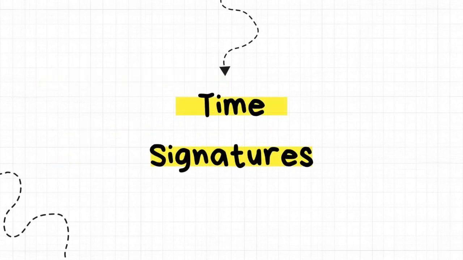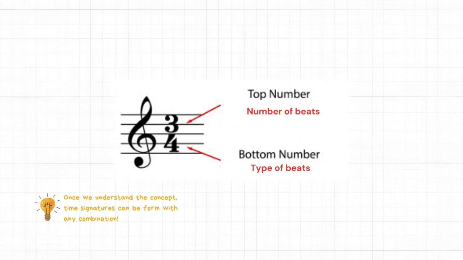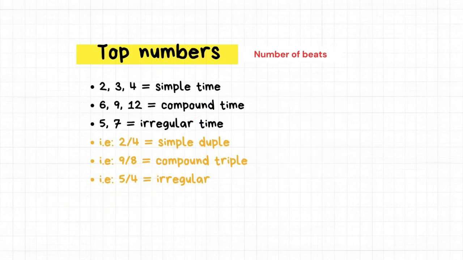The next element would be time signatures. These time signatures are made out of 2 numbers. The top number tells us the number of beats and the bottom number will be the type of beats. Once we understand the concept, the time signatures can be formed with any combination. The top number refers to the number of beats. For 2, 3, or 4, it will be in simple time, and 6, 9, 12, compound time. 5 or 7 will be irregular time. For example, 2-4 will be simple duple, 9-8, compound triple, and 5-4, irregular.